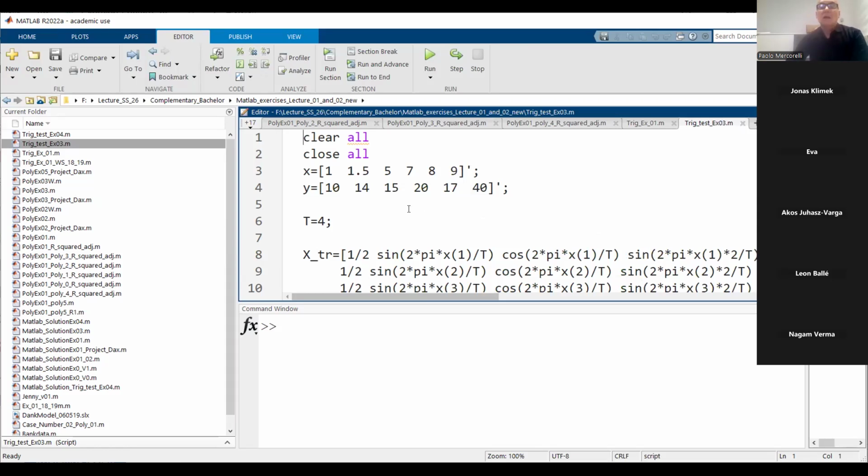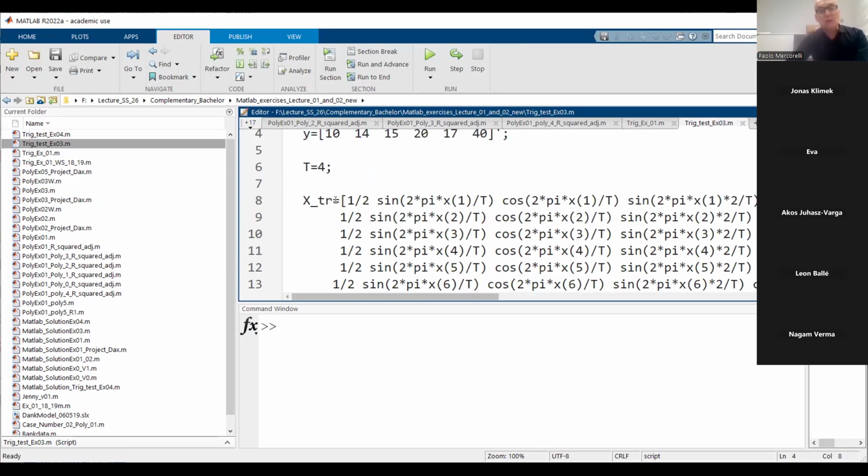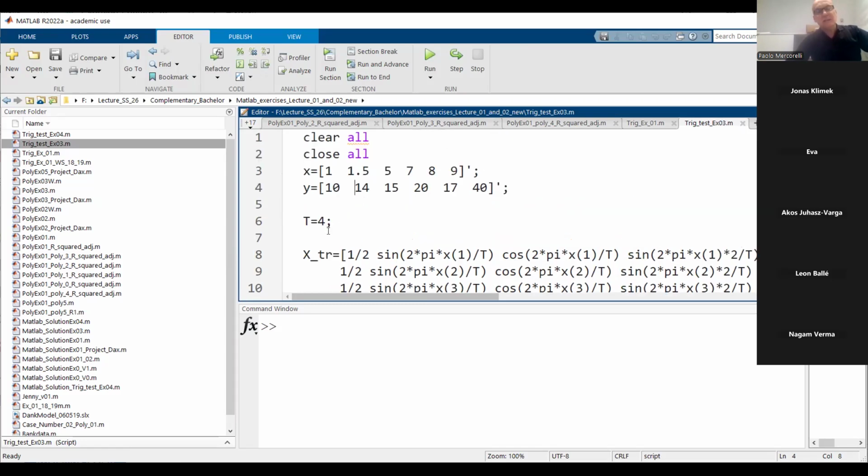Look, you know this file, I mean, the structure of this file. Clear all, close all. This is the exploration vector. This is the measurement. For t equal 1, we have 10, for t equal 1.5, we have 14, and so on. Look, T equal 4. Let me consider it a little bit larger at the beginning. It's given.